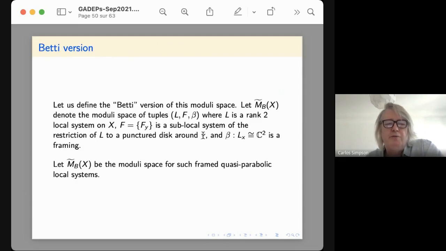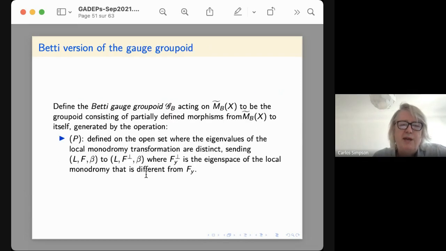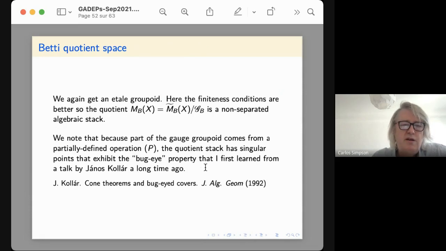Now let's do a different version. Let's do the Betti version of the moduli space. That's going to be the moduli space of local systems with a one-dimensional subspace preserved by the monodromy transformation. So that's a sublocal system and a framing. Again, we have a moduli space for framed quasi-parabolic local systems, and we have a gauge groupoid. Here you don't need the Heckes, you only need the operation of interchanging the two eigenspaces. Anyway, so you get this thing.